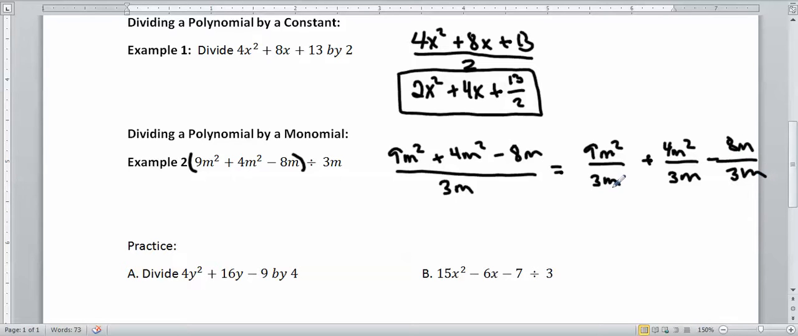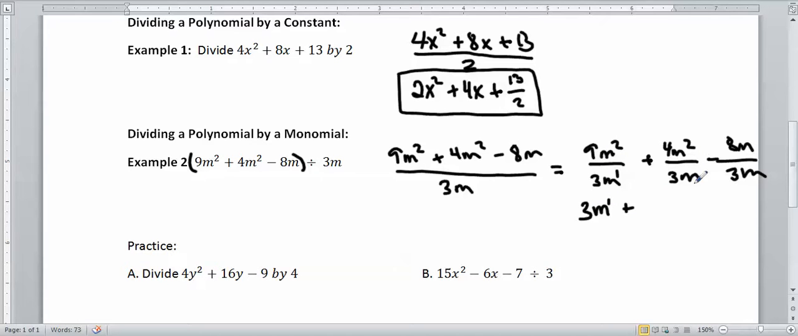Okay, now when you divide polynomials, remember you follow the same exponent rules for exponent division. So I've got 9 divided by 3 is 3. M squared divided by m, well, you pick the bigger one and then you subtract. So 2 is bigger, it stays on top, and 2 minus 1 is 3m1.